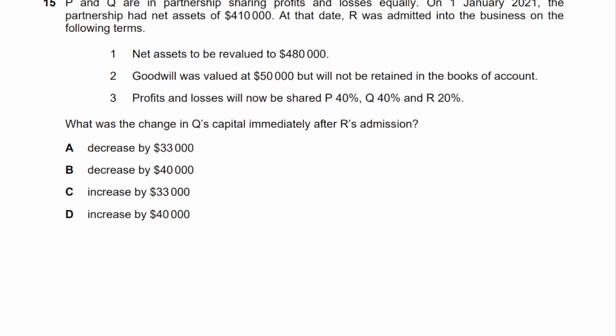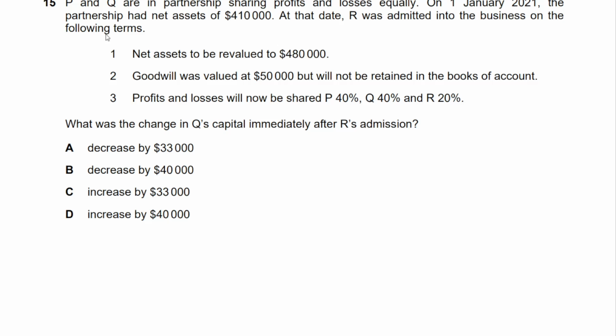All right. Number 15. P and Q are in partnership sharing profits and losses equally. On 1st January 2021, the partnership had net assets of 410,000. At that date, R was admitted into the business on the following terms. Net assets to be revalued to 480,000. Goodwill was valued at 50,000, but will not be retained in the books of accounts, and there is a treatment for that. Profits and losses will now be shared in the new sharing ratio. Previously, it was equally shared. What was the change in Q's capital immediately after R's admission?